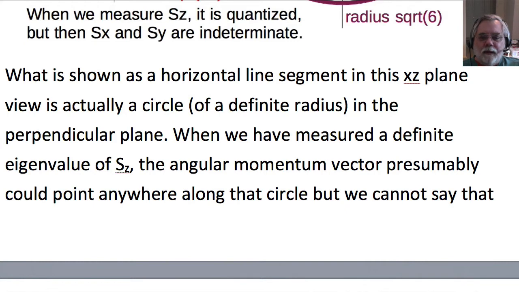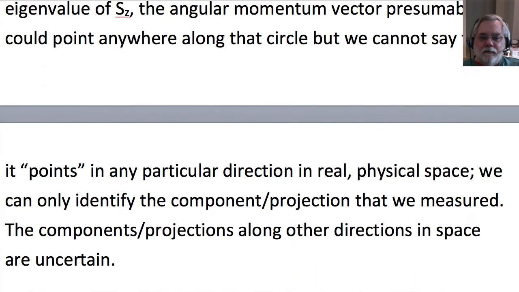When we've measured a definite eigenvalue of SZ, the angular momentum vector presumably could point anywhere along that circle, but we cannot say it points in any particular direction in real physical space. We can only identify the component projection that we measured. The component projections along other directions in space are uncertain.